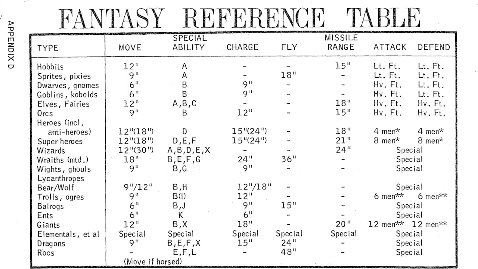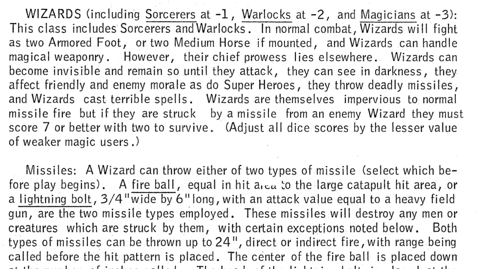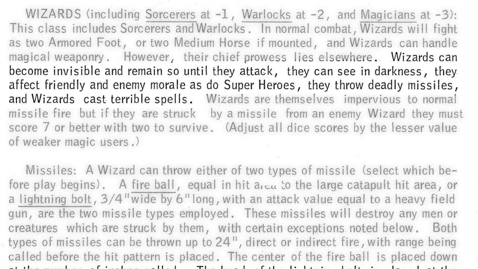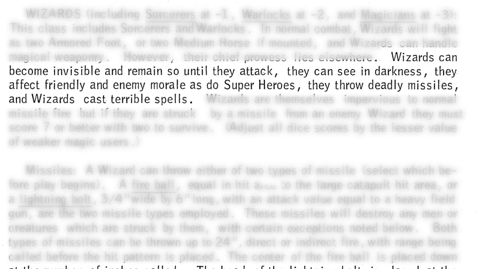Notice the different types of combat units in a game of Chainmail: orcs, heroes, superheroes, and wizards. Let's zero in on the highlighted type, wizards. Under the wizard's description, it states, wizards can become invisible and remain so until they attack. They can see in darkness, and they can throw deadly missiles. And wizards cast terrible spells.